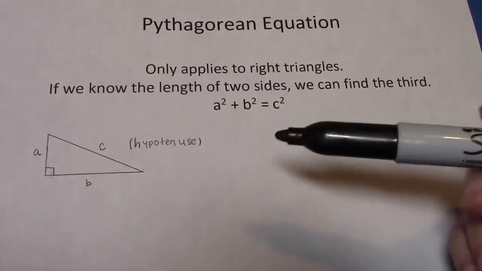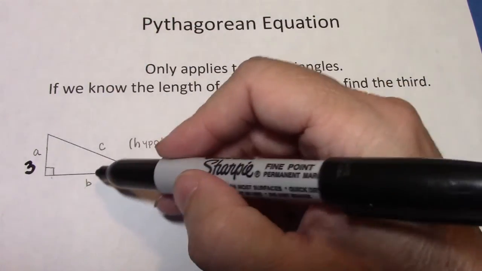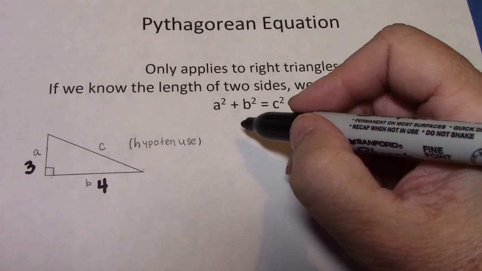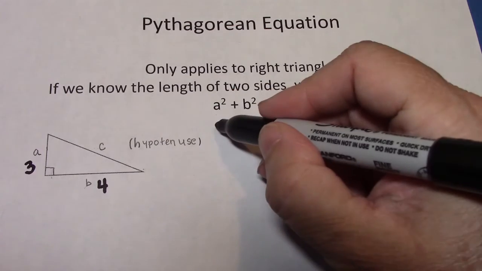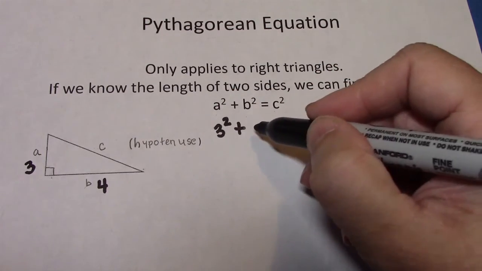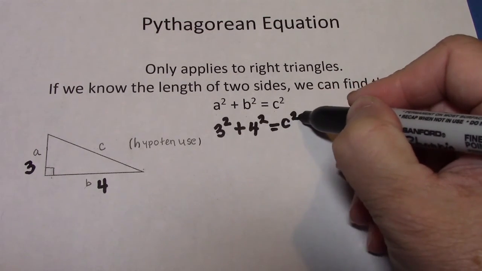So, if we know that side A is 3 and side B is 4, we can find side C. So that would be a squared, substituting 3 for a, we get 3 squared plus 4 squared equals c squared.